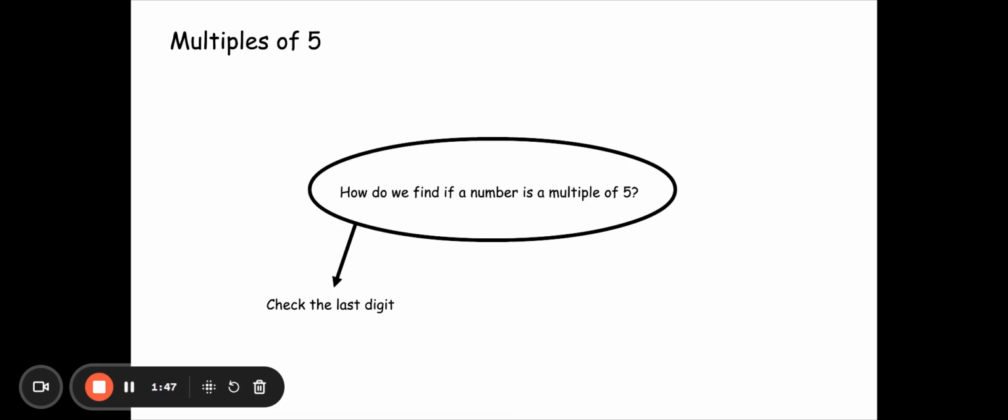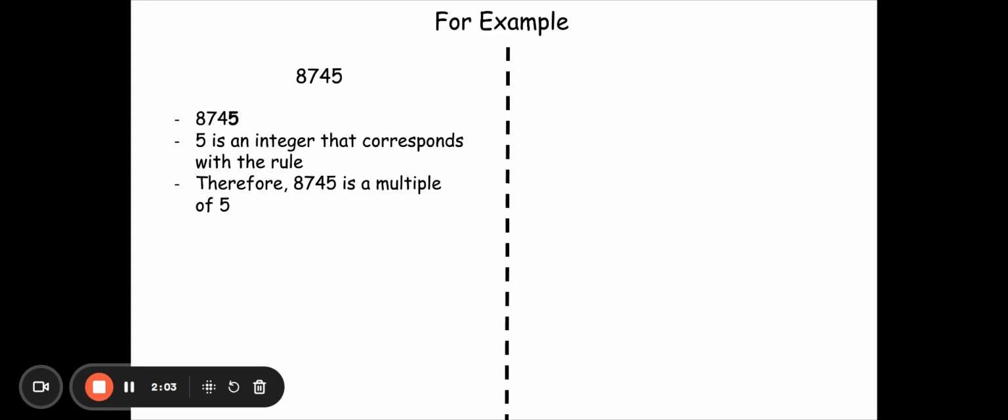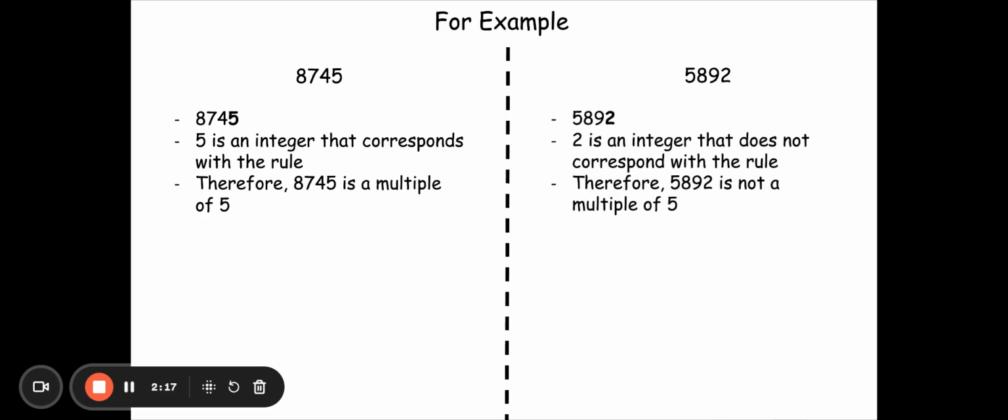Then we go to multiples of 5. For this one, we check the last digit first. Then we see if it's 0 or 5. If the last digit is 0 or 5, then the whole number is a multiple of 5. For example, 8745. For this, we check the last digit, which is 5, and 5 is either 0 or 5. That means 8745 is a multiple of 5. 5892. 2 isn't 0 or 5. That means 5892 isn't divisible by 5.